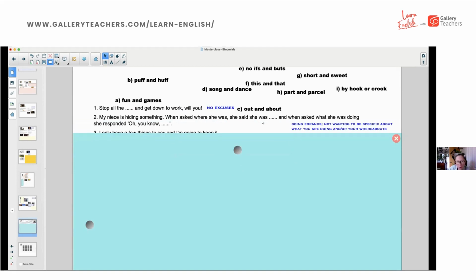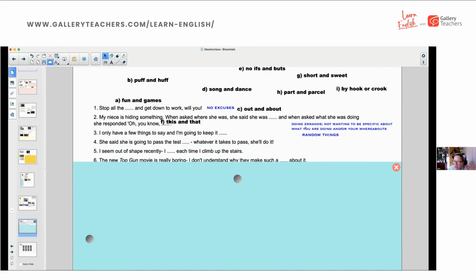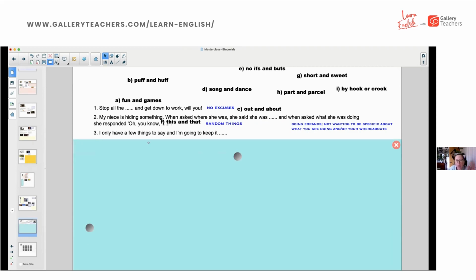So when you don't want to be specific, you don't want to tell people where you go, you just say out and about. And when she was asked about what she was doing, she said, oh, you know, this and that, right? Again, you don't want to be specific. We often use it when we don't want to give any more details. So this and that, just random things. Now, I only have a few things to say, and I'm going to keep it short and sweet. I'm not going to waste your time. I'll keep it short and sweet.